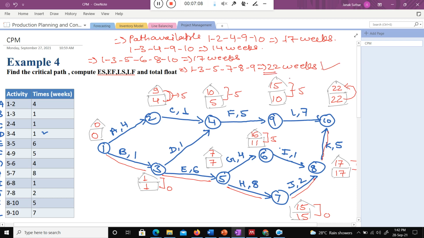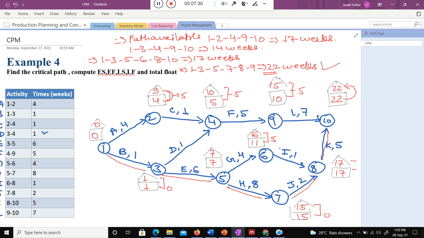This is the easiest way. No need to make this table and all this thing. No need to calculate the backward pass, forward pass. But you should know what is the backward pass and what is the forward pass. That's why I have written here. Okay, and if I want to calculate the early start, late start, early finish, late finish, then I need to calculate all these things.